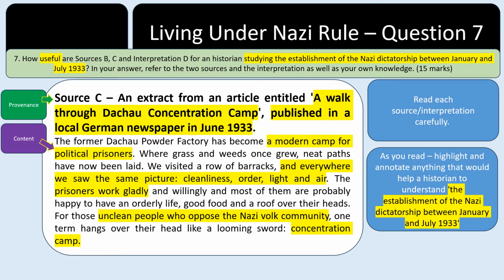Okay, so we're going to look at source C. So the provenance is an extract from an article entitled "A Walk Through Dachau Concentration Camp," published in a local German newspaper in June 1933.